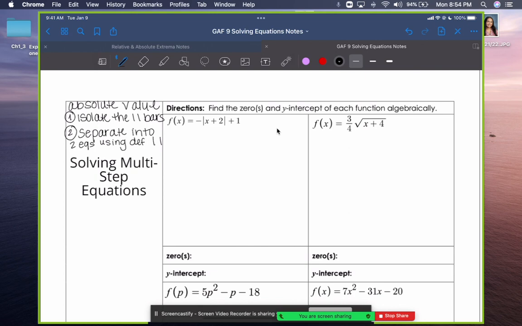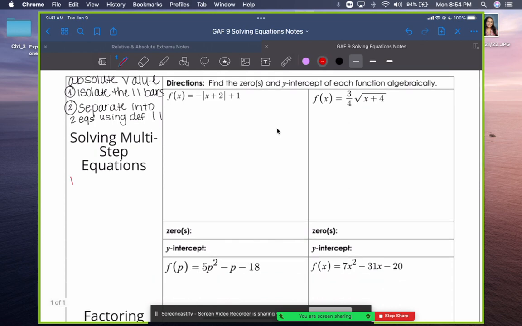One thing that I want us to note is we always have to watch out for the absolute value equaling a negative number. If this is the case, then the absolute value has no solution. All right, so, getting right into our problem.